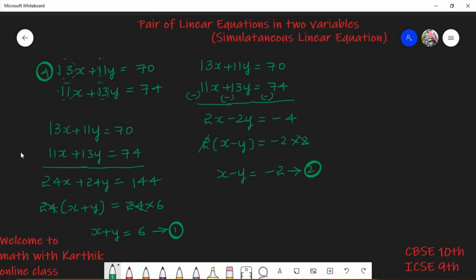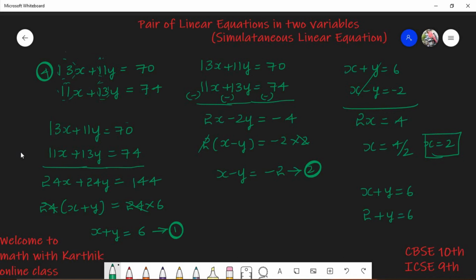Now solve for these equations. x plus y is equal to 6. x minus y is equal to minus 2. Now plus y minus y cancels. So 2x is equal to 4. x will be equal to 4 divided by 2. x will be equal to 2. Now solve for y. So take this equation. x plus y is equal to 6. 2 plus y is equal to 6. And y will be equal to 6 minus 2. y will be equal to 4.